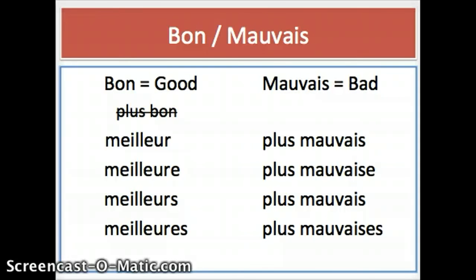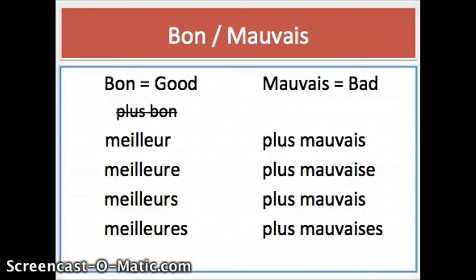And many, many times you're going to use these adjectives to compare things that you eat or drink. They're really often used that way. So just like in English, how we can't say gooder, you can't say plus bon in French. So that's why I put a line through it. No, no, you can't say plus bon. You have to change it to a different word, and that word is meilleur.